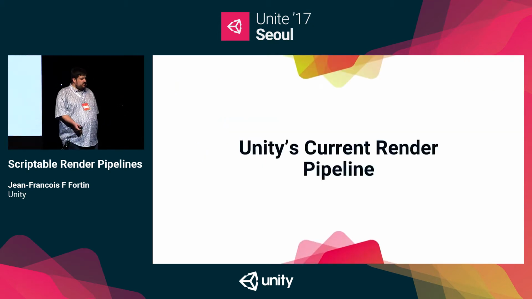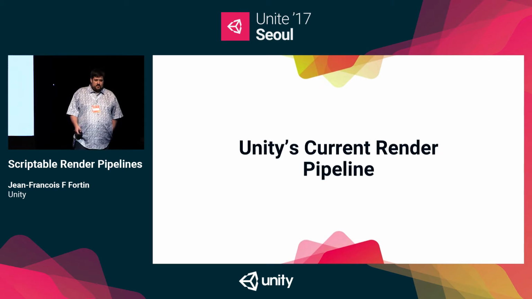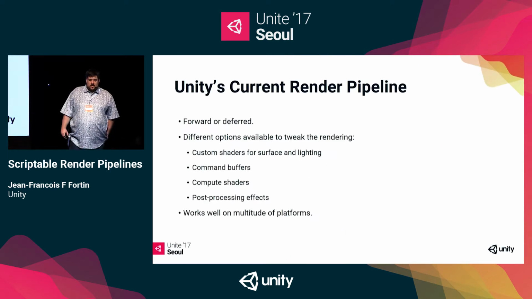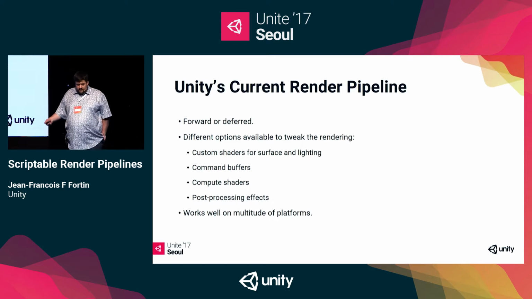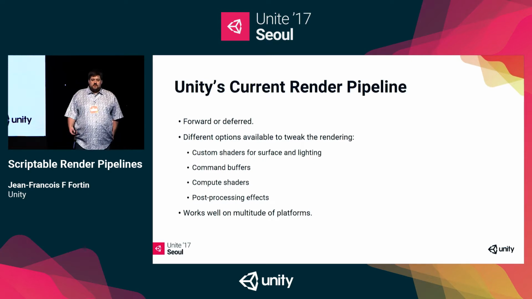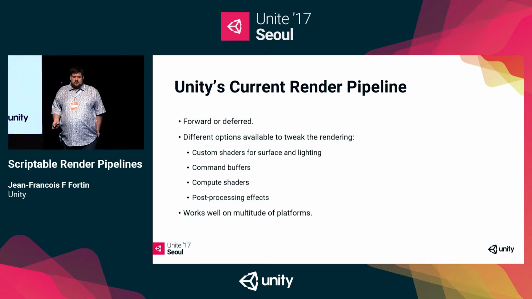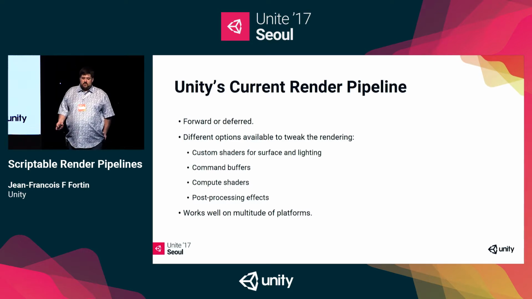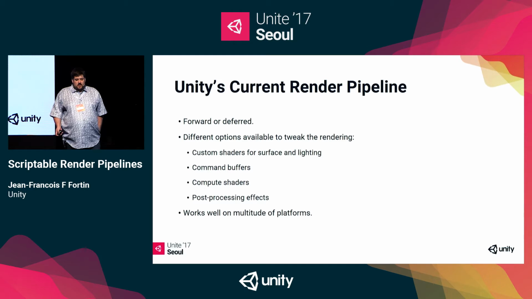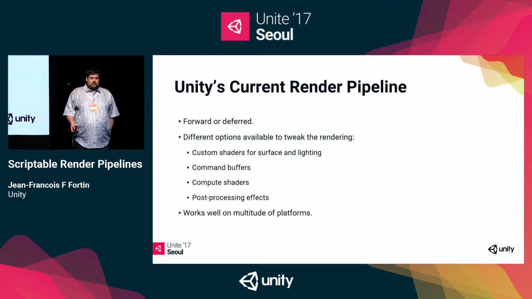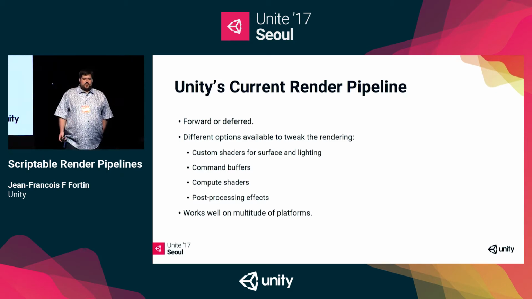So the current render pipeline, or what we often refer to internally as the legacy, is in theory a great render pipeline. It supports 2 rendering modes, forward or deferred rendering, with different options to tweak the rendering. The different options are custom shaders. It allows you to change how we process vertices, or how we do the BSDF, the lighting, and the surface. And also work a bit at the primitive level with tessellation or geometry shaders.